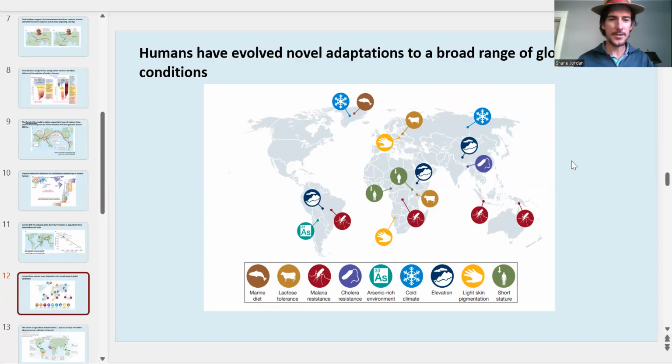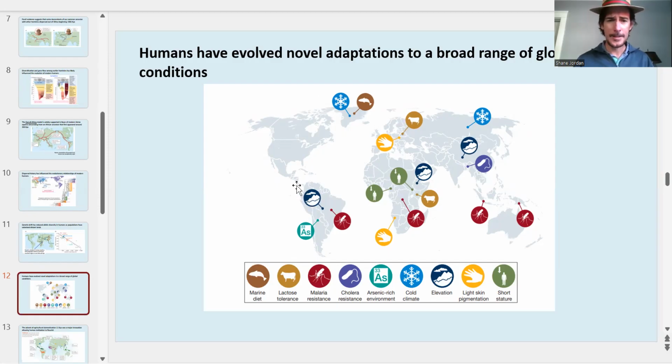And so we can look at some of these interesting traits like the marine diet, or lactose tolerance, or malaria resistance, or cholera resistance, or resistance to an arsenic-rich environment, or ability to withstand living in extremely cold climates, or ability to withstand living in extremely high elevations where there's not a lot of oxygen, or the ability to develop light skin pigmentation in parts of the planet that don't have as much sunlight as the part of the planet where Homo sapiens first evolved, or even the evolution of short stature. And so we can see different parts of the planet where these different traits have been favored by selection.